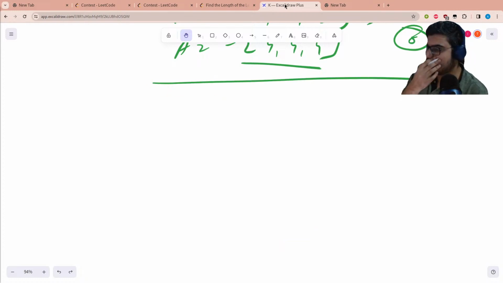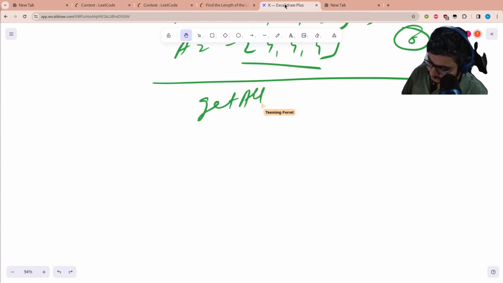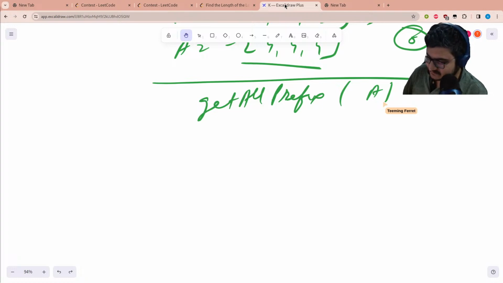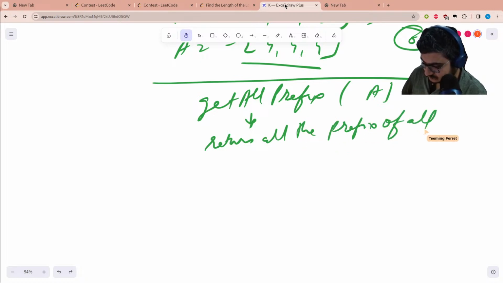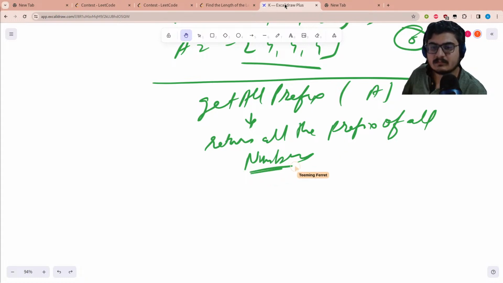The way I approached this problem was, I wrote a common method which takes an array and returns all the prefixes of all the numbers. Once we have this method, we can call it twice to get all the prefixes of both the arrays, and put them in a set. The next task would be to check if both the sets have any common elements, and for all the common elements we should take the maximum length and return it.